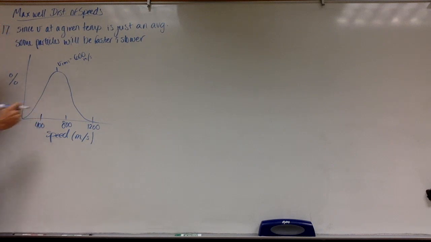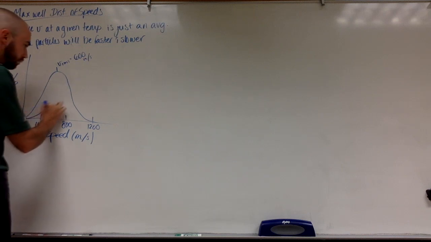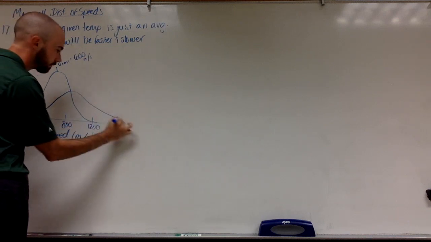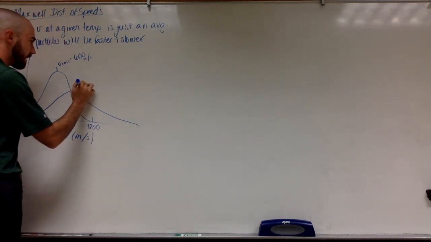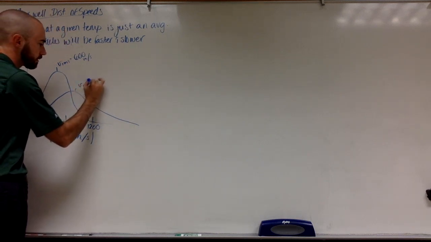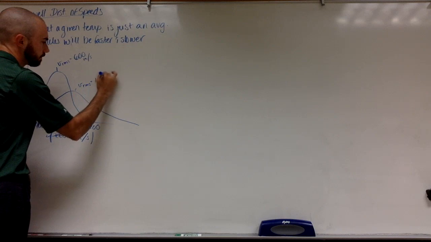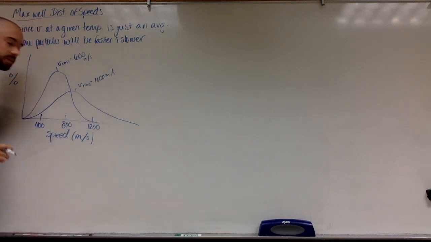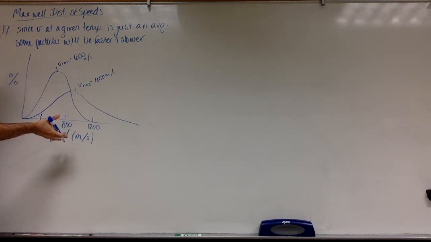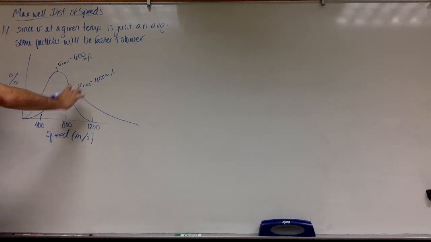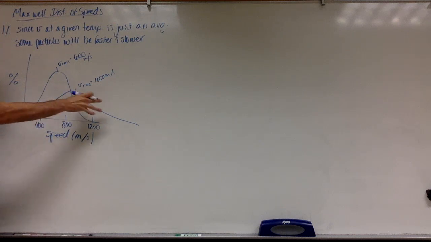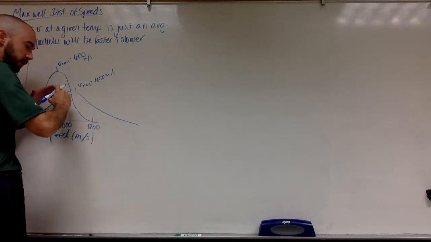If we look at something with, I don't know, let's say 1,000 for its average VRMS, what's going to happen is the particles will more evenly distribute themselves. So you see your peak is not as high. This would be VRMS 1,000. Your peak is not going to be as high because there's a wider range of velocities that your particles can have. At this higher temperature, with a higher average speed, there's more possible distributions, meaning it's going to be flattened out.